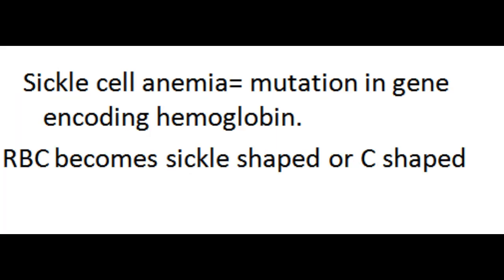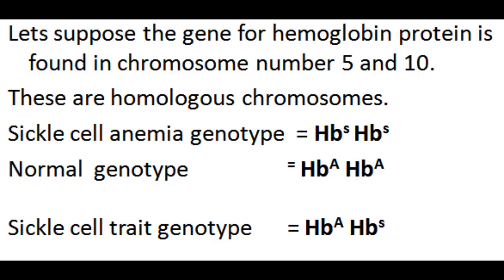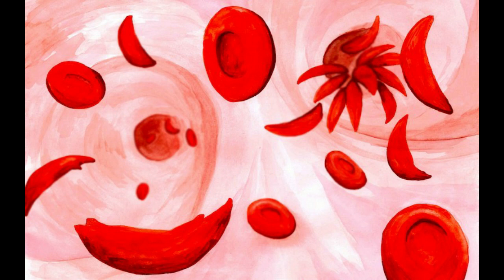As you all know, we have 23 pairs of homologous chromosomes. So let's suppose chromosome number 5 is exactly similar to chromosome number 10. So these both are homologous chromosomes. Let's suppose the gene that forms hemoglobin protein is found on chromosome number 5. It will also be present on chromosome number 10. If mutation takes place on both these chromosomes, that is in both these genes, then a faulty hemoglobin protein will be formed.